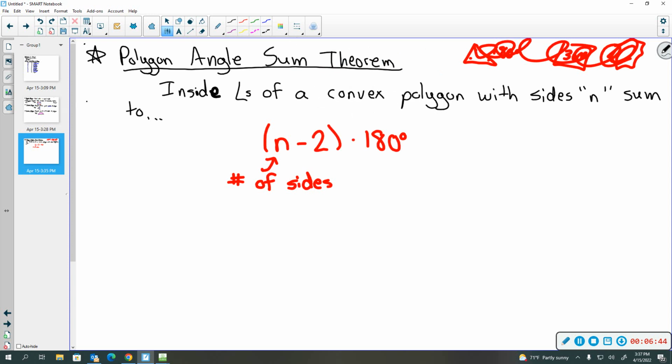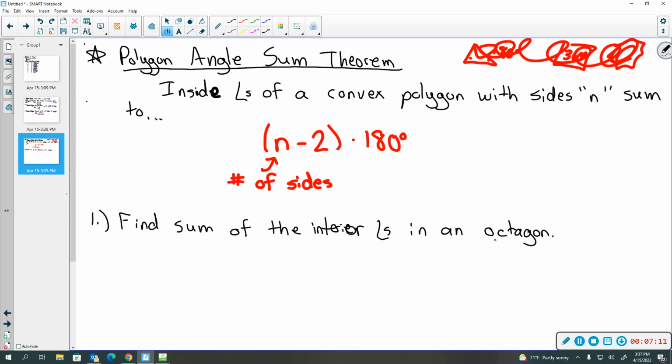Better example of how you could use this thing. We have 3 different examples to do today, but the first one would say, find the sum of the interior angles in an octagon.